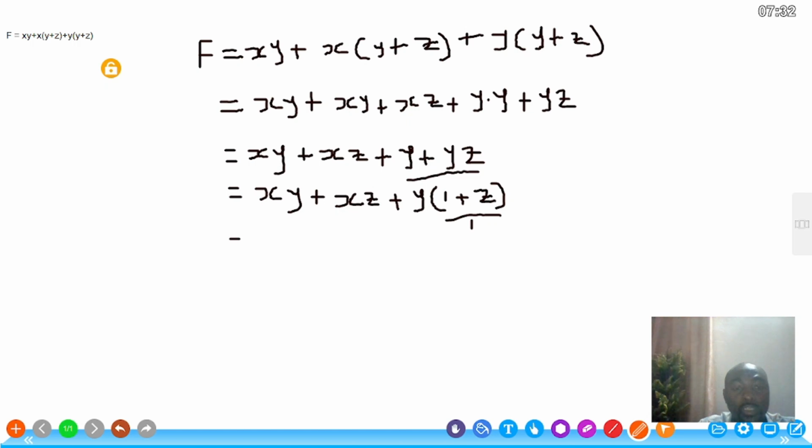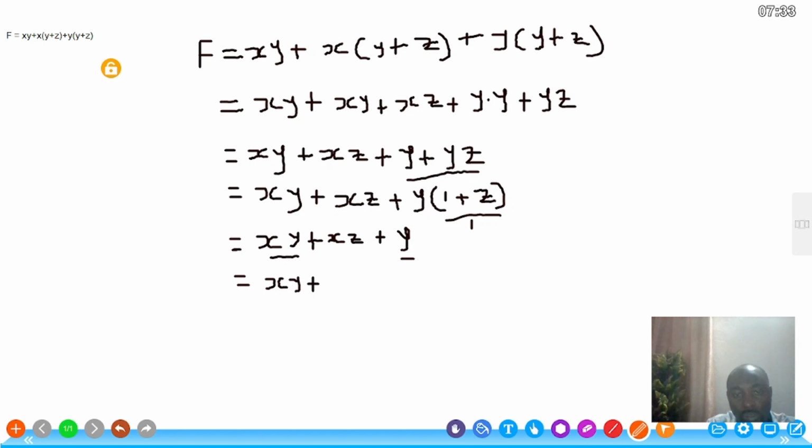so this is going to be equivalent to what? 1. So if that should be the case, based on one of the Boolean identities, x plus 1 is equal to 1. So we are going to have xy plus xz, right? Plus y, because 1 plus z has turned to 1. Right? So we can also compare this with y so that we can factor out y.